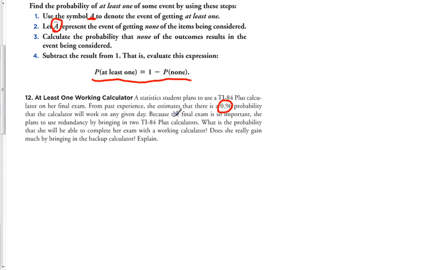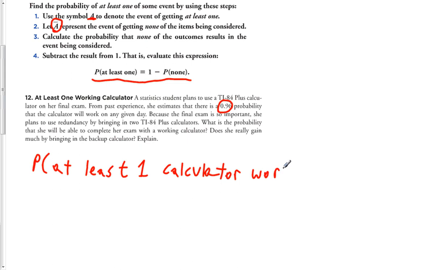What the question is asking is, what is the probability that she will be able to complete her exam with a working calculator? So what they're asking for is the probability that at least one calculator works. That's what they're asking for.